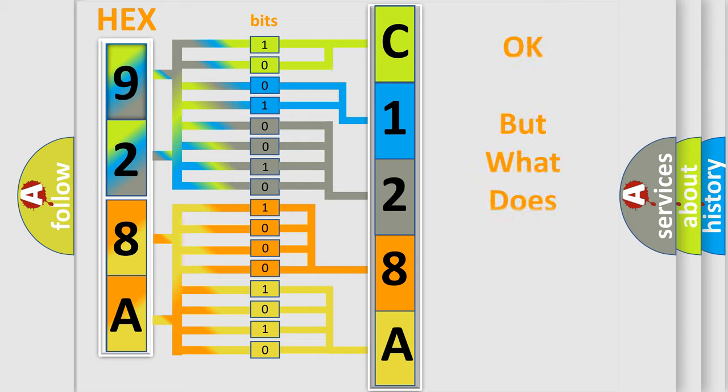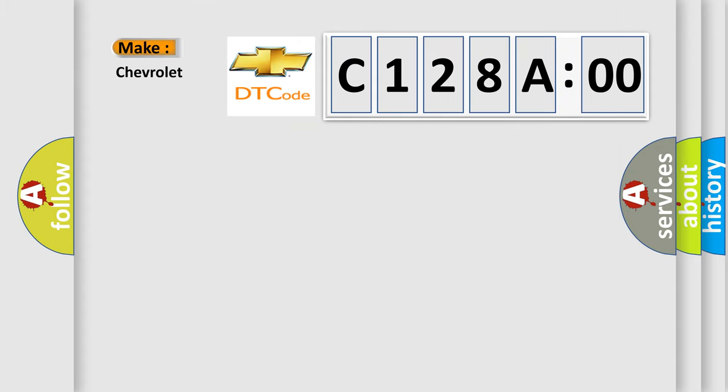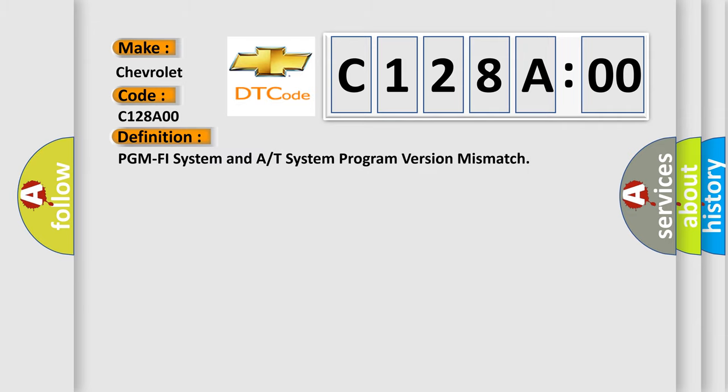The number itself does not make sense to us if we cannot assign information about what it actually expresses. So, what does the Diagnostic Trouble Code C128A-00 interpret specifically for Chevrolet car manufacturers? The basic definition is PGM-FI system and A or T system program version mismatch.